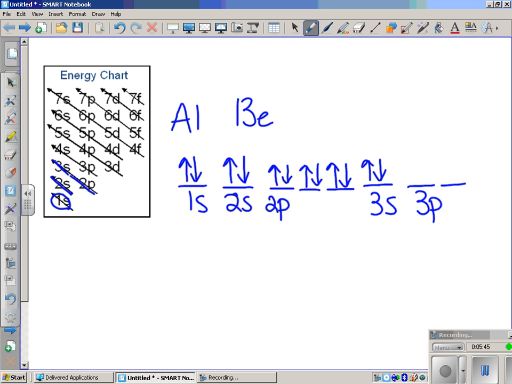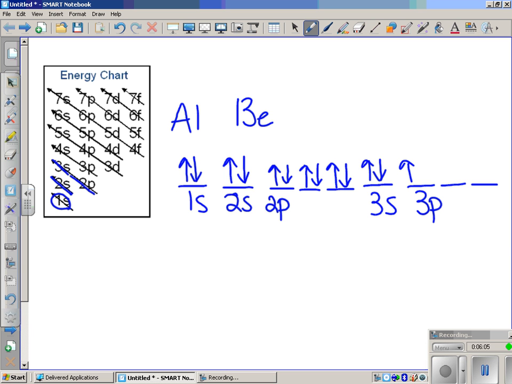After 3s comes 3p. When you do a p, you draw 3 lines, and then you count, you see you only have 1 electron left. So I'm going to put him on one of the lines. Doesn't matter which line I put him on, doesn't matter if I made him pointing up or down. Either way, it will be absolutely fine. So that's the basic idea of an orbital diagram.